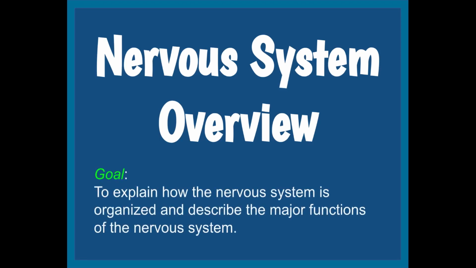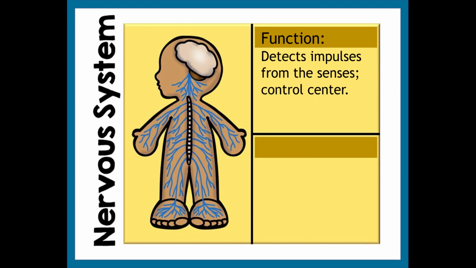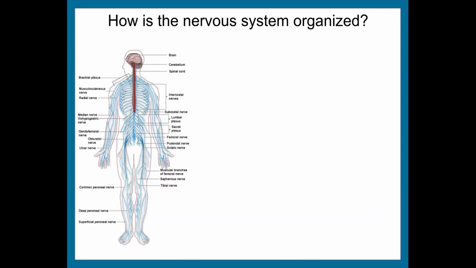Today I'm going to give you an overview of the nervous system. The goal of this video is to explain how the nervous system is organized and to describe the major functions of the nervous system. So first we'll talk about the function of the nervous system. Basically, it detects impulses from the senses and it's the control center of the body. The major organs within the nervous system are the brain, spinal cord, senses, and nerves.